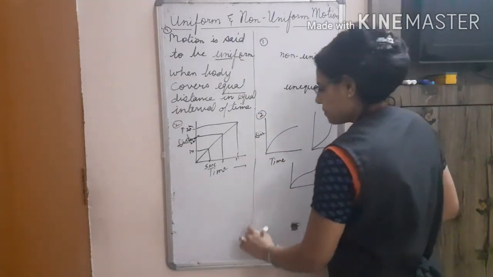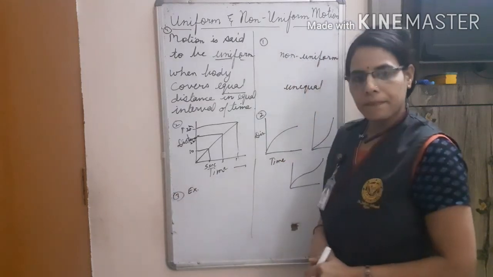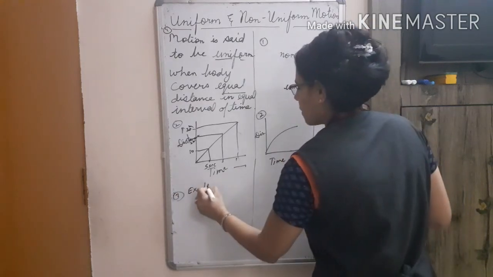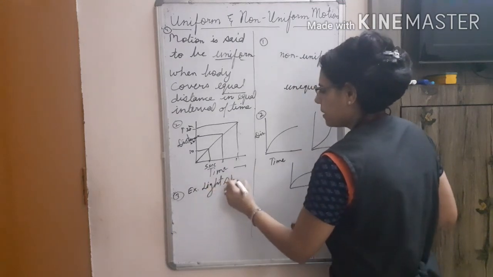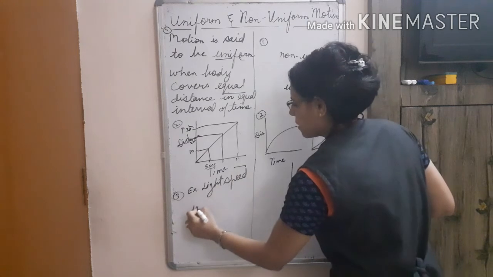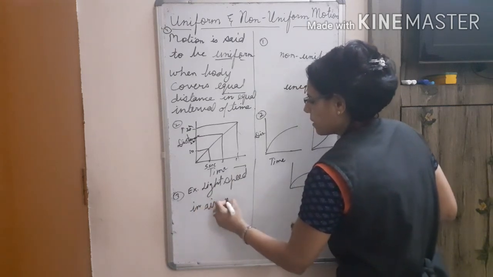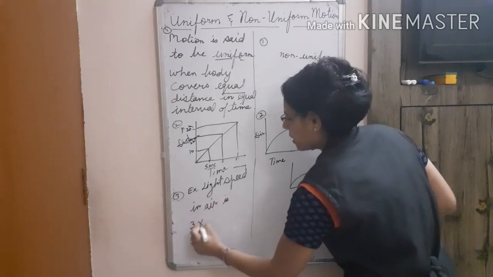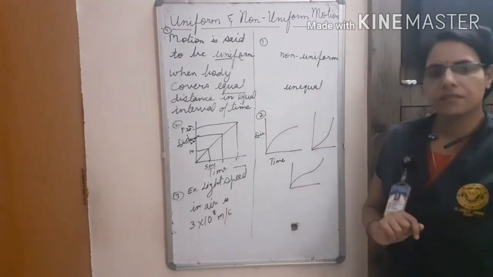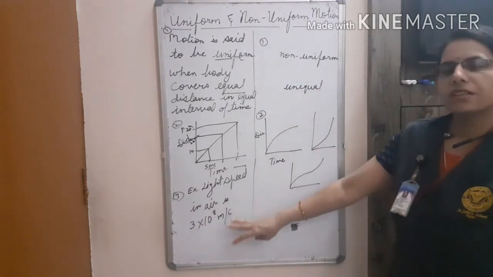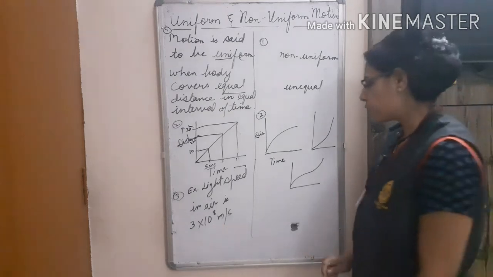The next is example. Light speed in air is 3 into 10 raised to power 8 meter per second. Constant speed of light. So this is the example of uniform motion.